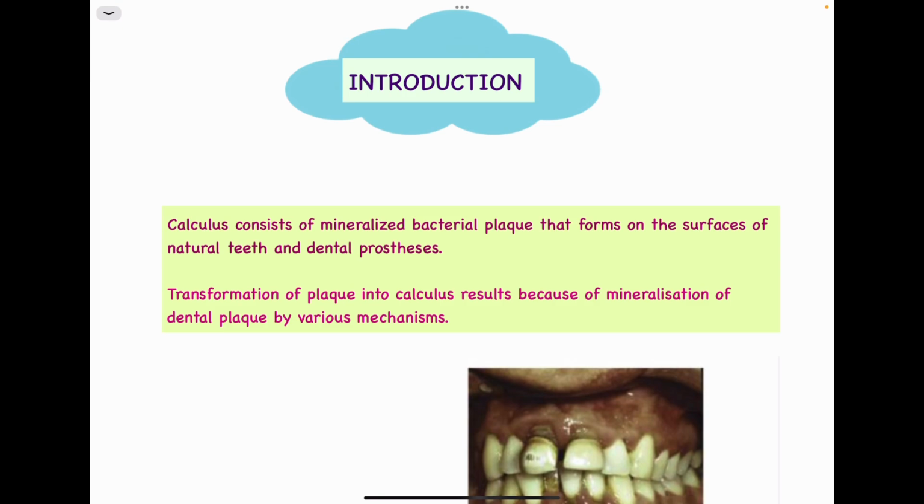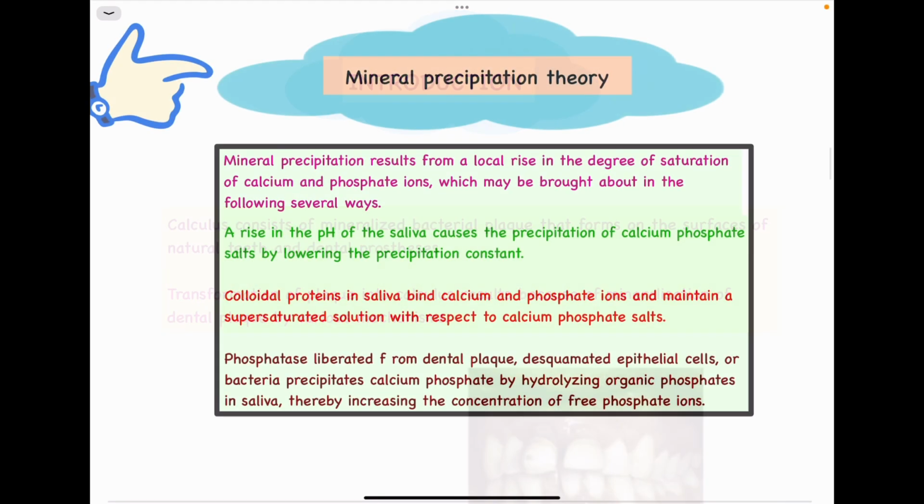Plaque, as you know, is relatively soft in consistency when compared to calculus, which is hard and mineralized. Over a longer period of time this plaque gets converted into calculus because of the deposition of certain minerals onto it, and there are broadly two mechanisms responsible for this mineralization, which consist of our two theories. So let's deep dive into these theories.